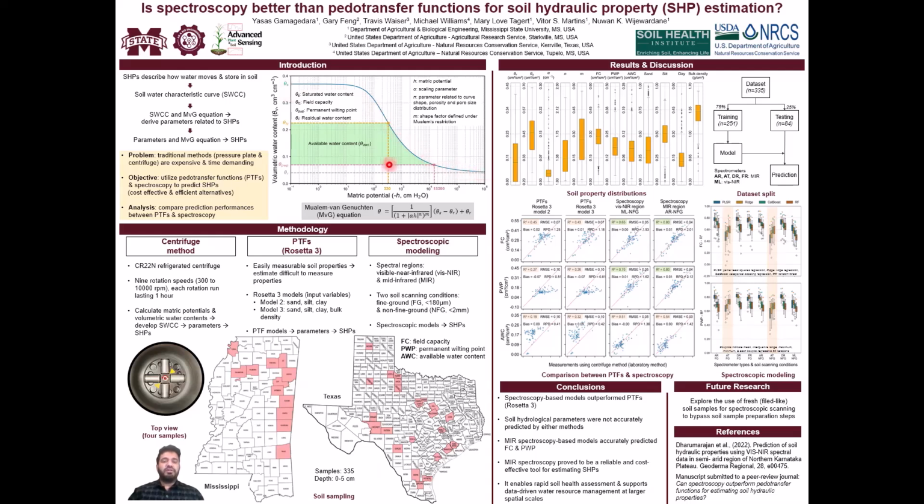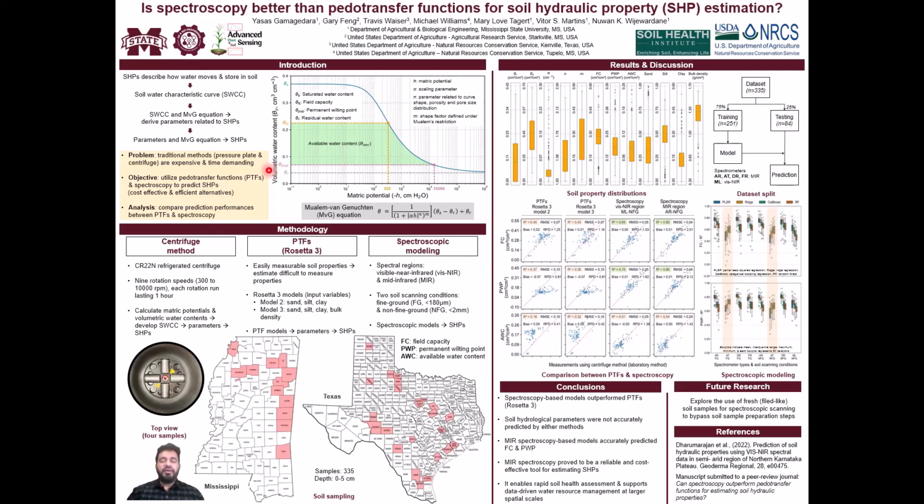We can use this curve and the MVG equation to derive soil hydraulic properties such as field capacity, permanent wilting point, and available water content. The problem is that traditional methods to develop this curve are expensive and time demanding. As a solution, we need cost-effective and efficient alternatives to these traditional methods. So our objective is to use alternatives such as Pedotransfer functions and spectroscopy to predict soil hydraulic properties.